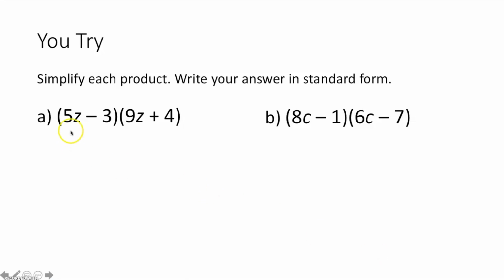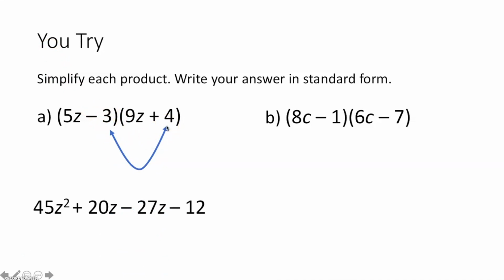Okay, FOILing again. So we multiply the first terms together. What's 5z times 9z? That's going to be 45z squared. Multiply the outer terms together. What's 5z times 4? That's going to be 20z. Multiply the inner terms together. What's negative 3 times 9z? That's negative 27z. And then we multiply the last terms together. What's negative 3 times 4? That's going to be negative 12.